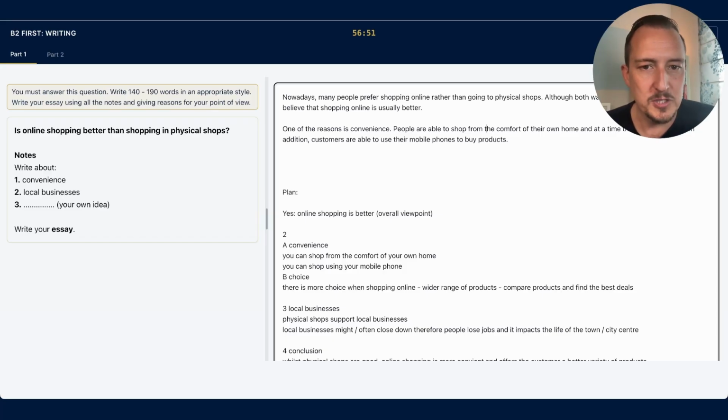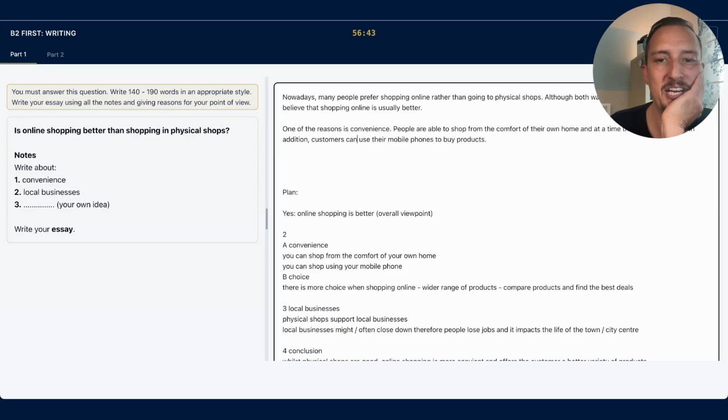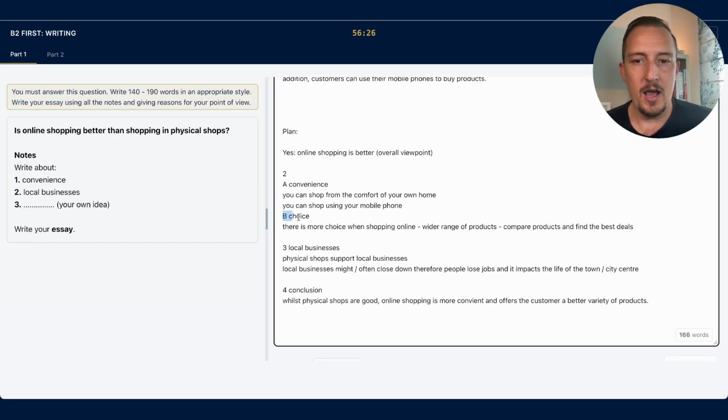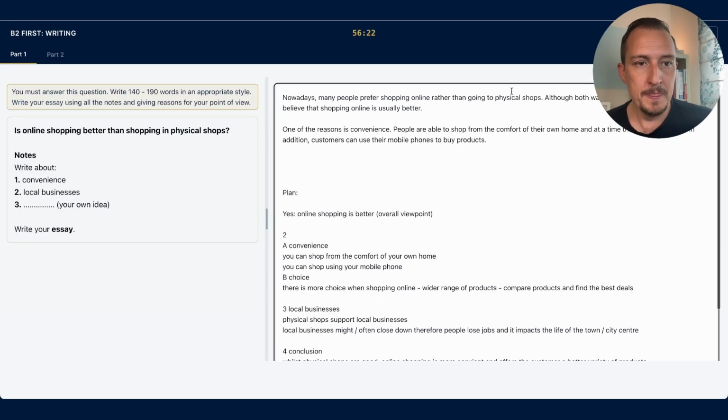Let's make sure our spelling is correct. Now we've got the double "are able to" here, so we might want to do something with the language. We can simply change that to "can". So customers can use their mobile phones to buy products. Now, what also do we want to introduce here? Well, we want to introduce the idea of choice. So we want to bring that in as well.